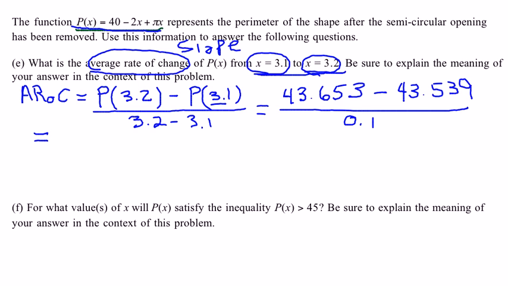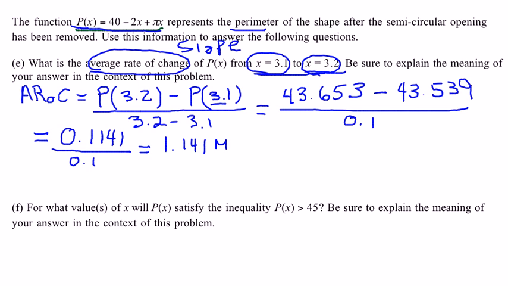Once I do the calculation in the numerator, I will see that the difference is actually 0.1141, divided by this 0.1 here, which when I divide the two, I get 1.141. And that is the average rate of change. The only thing now that I need to do is indicate what the units are. In the numerator is this function p, which is the perimeter. It is the difference between the perimeters, and the perimeters are measured in meters.